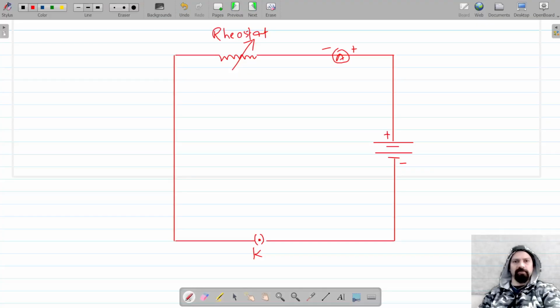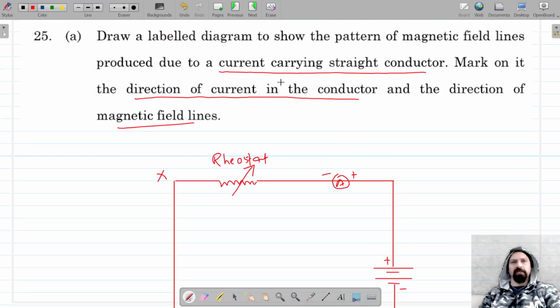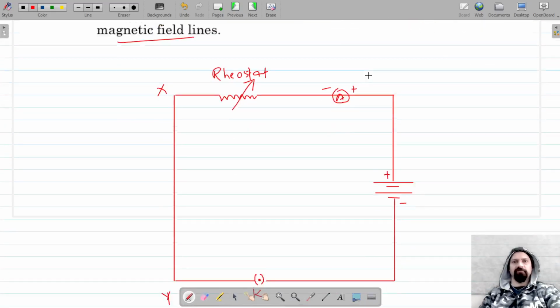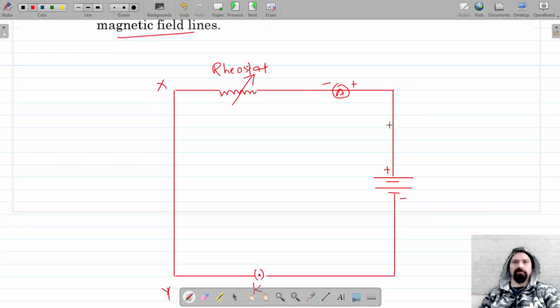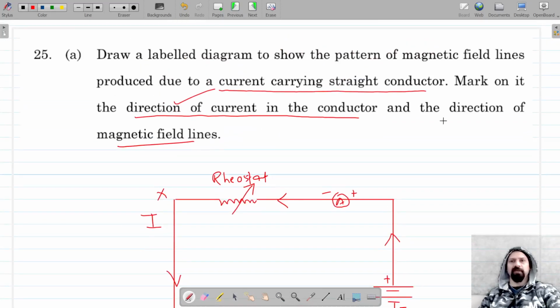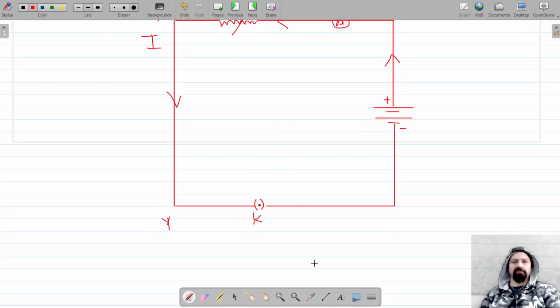ओके, ये कनेक्ट कर दिया हमने स्ट्रेट करंट कैरिंग कंडक्टर। स्ट्रेट करंट कैरिंग कंडक्टर है हमारा XY. Now in the question it is given we have to mark on it the direction of current. So the direction of current is from the positive, so current is flowing in this direction, so this is the direction of the current in the conductor in the downward direction. And now we have to mark the direction of magnetic field lines. So magnetic field lines would be in the form of concentric circles produced around a straight current carrying conductor.